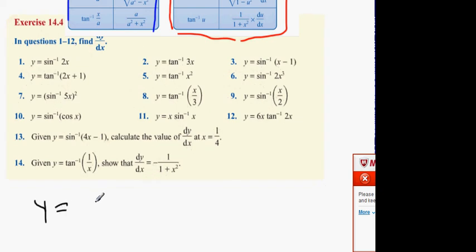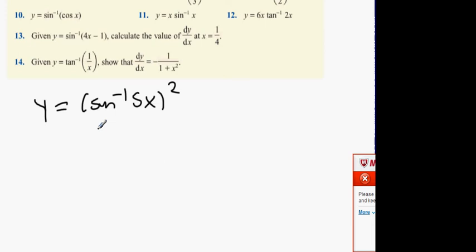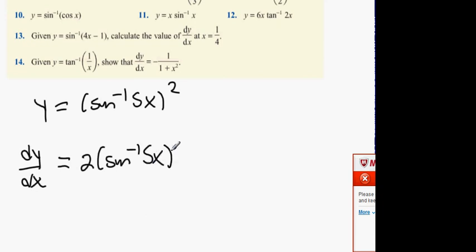y equals sine inverse 5x squared. What do you think the rule is here, guys? Is it a product, a chain, or a quotient? It's a chain, okay? Let's treat the chain like we would normally. Bring the 2 to the front. Sine inverse 5x to the power 1.